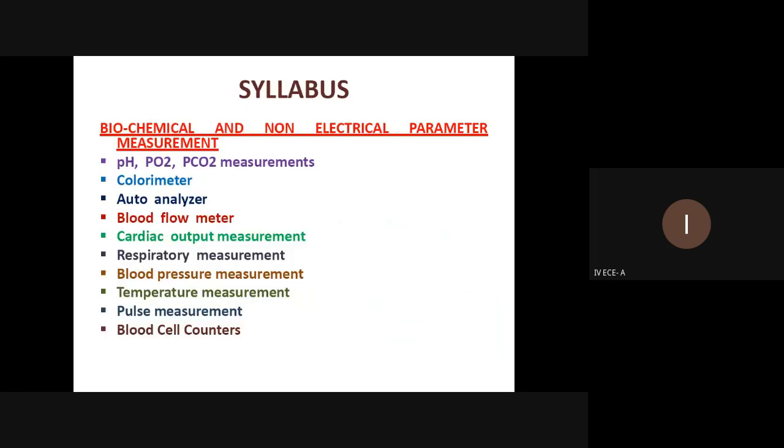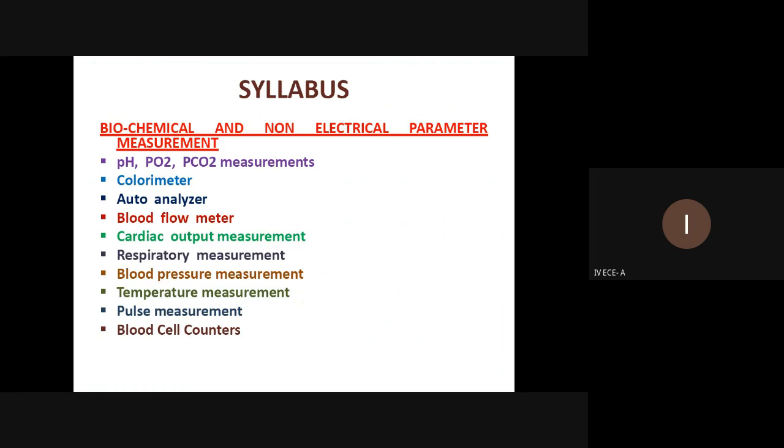That is pH, PO2, then PCO2 measurement, colorimeter, then auto analyzer, blood flow meter, cardiac output measurement, respiratory measurement, blood pressure measurement, temperature measurement, then pulse measurement, then blood cell counters.